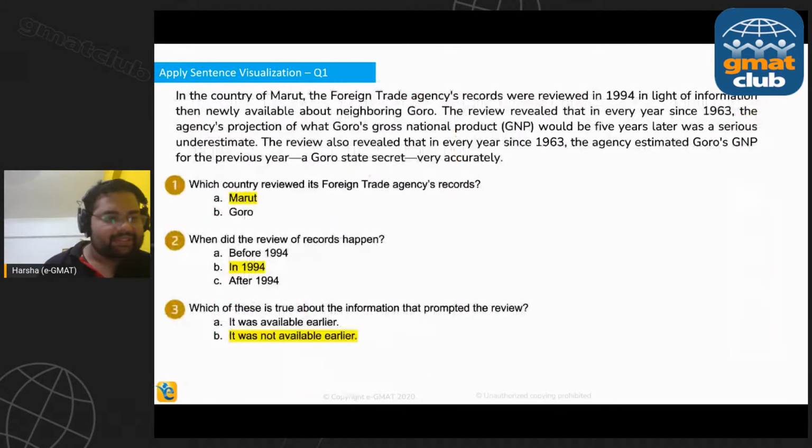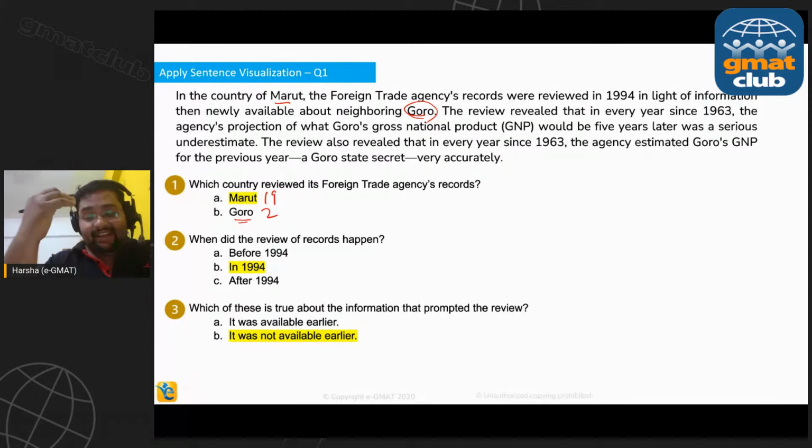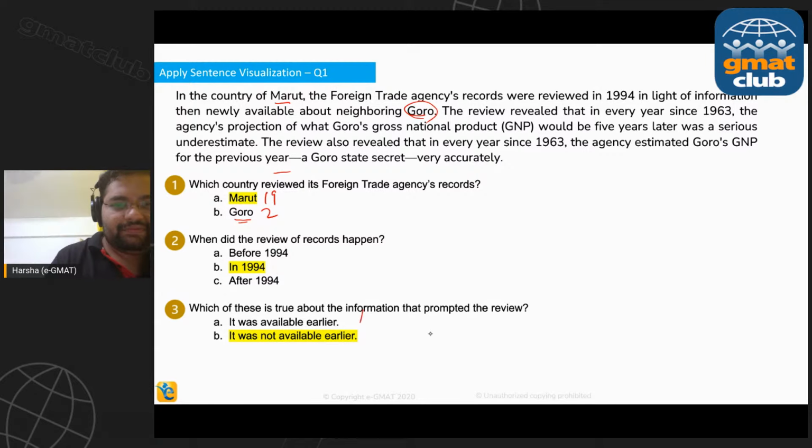Now let's quickly go through these questions, and I do want to bring the results here. Around 19 of you chose this, which is correct, but 2 of you actually went wrong. And again, if you went wrong here, then you're not really observing who is doing what. Marut is looking at Goro's records. Marut is trying to find out what Goro's GNP is. So who is doing the review? It's Marut. If I look at the second question, pretty much all of you got this right. I'm happy to see that nobody fell for this one. Which of these is true about the information? 4 of you fell for this, another 17 of you were right.